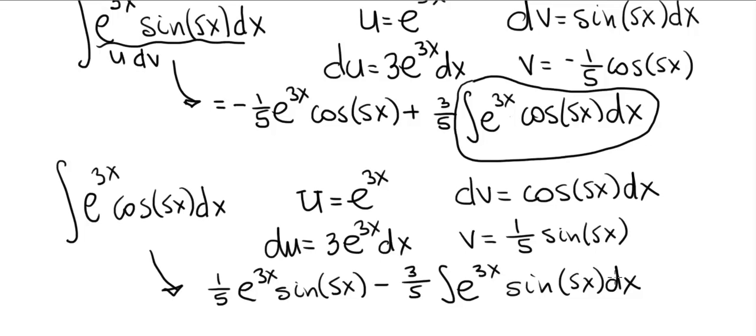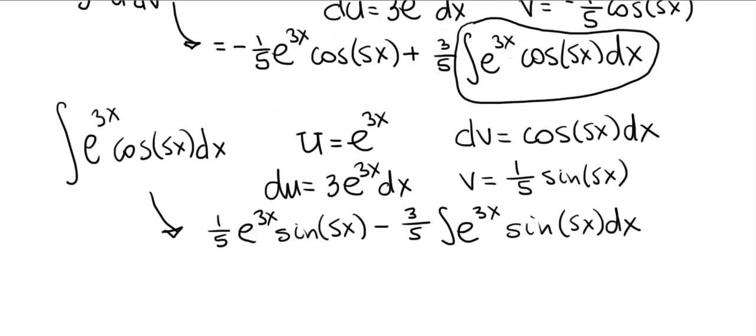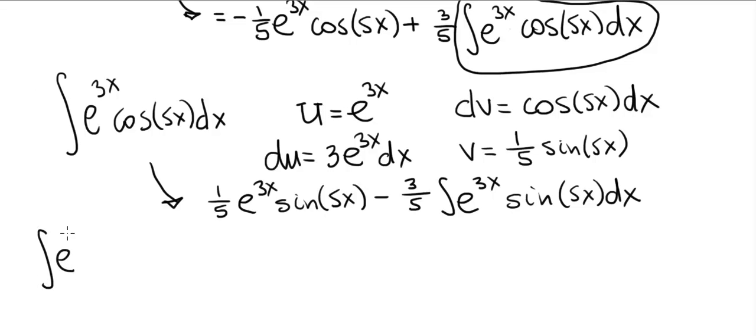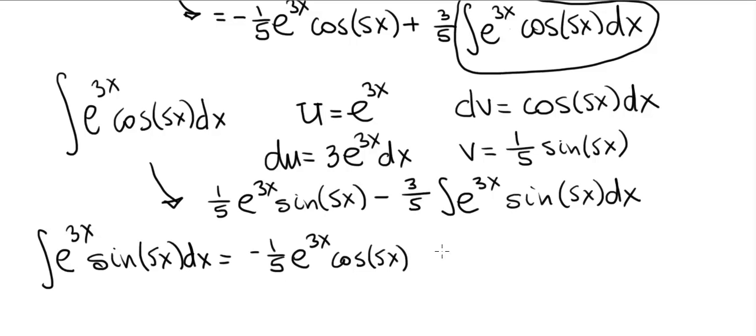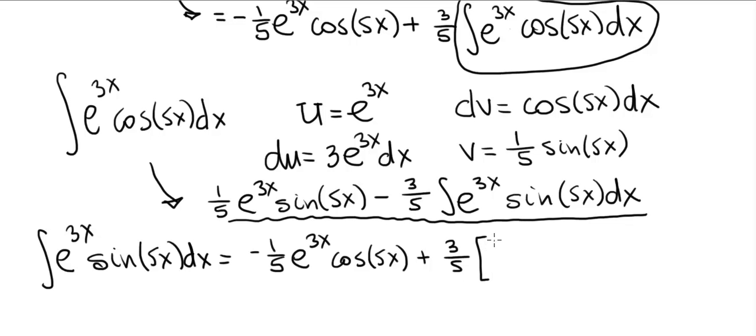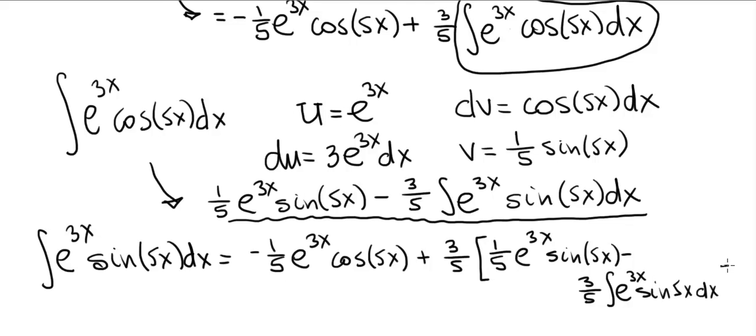So now let's put these two together, and notice that even though we came back to the original integral, again, we should not give up and think this problem is wrong. We'll see how this problem will work out in just a second. Let's see, the original integral, e to the 3x sine 5x, was equal to minus 1/5 e to the 3x cosine of 5x plus 3/5 times the integral of e to the 3x cosine of 5x, but this integral has been solved, at least partially, to this part. So we'll multiply 3/5 by 1/5 e to the 3x sine 5x minus 3/5 times the integral of e to the 3x times sine 5x. And now let's see what we have.